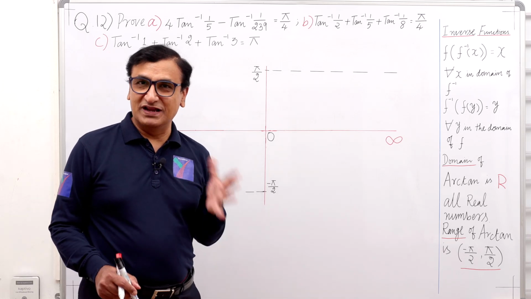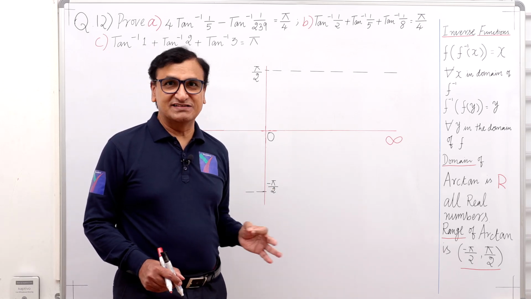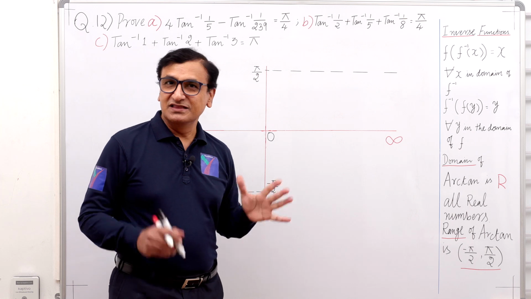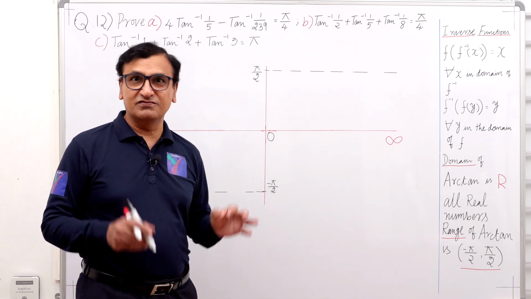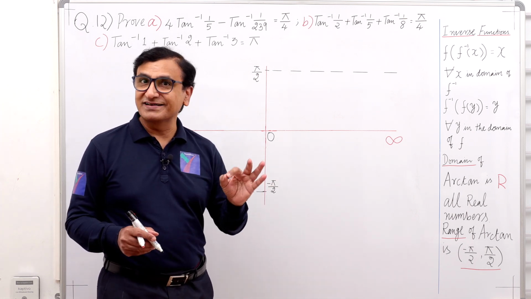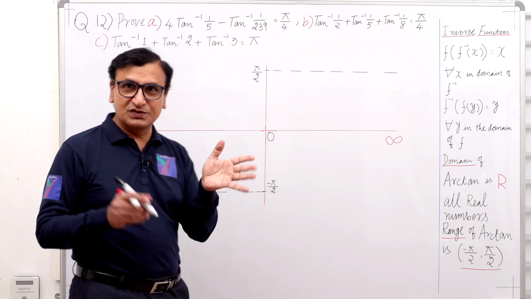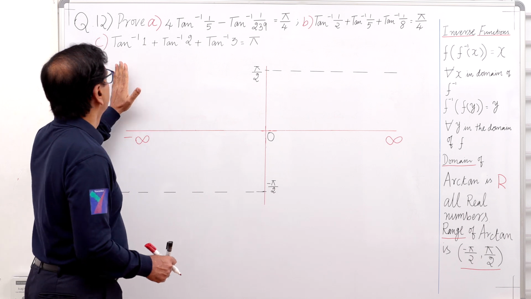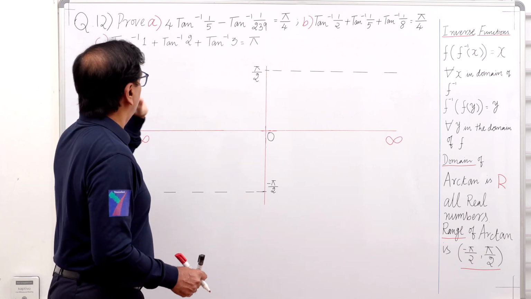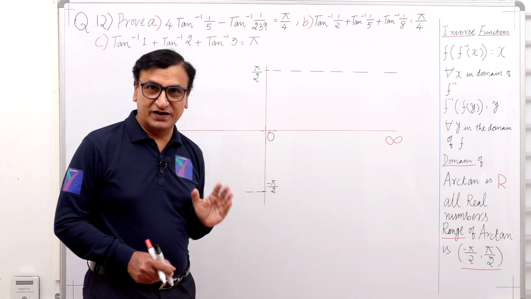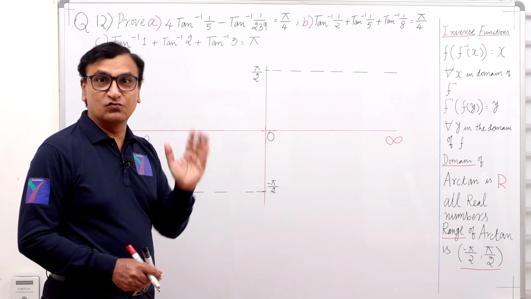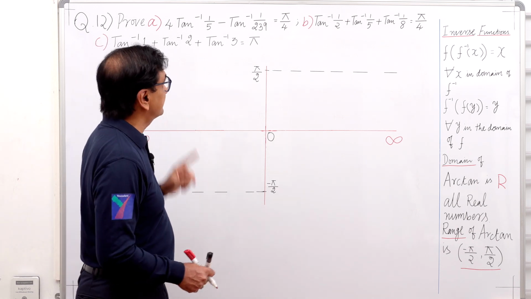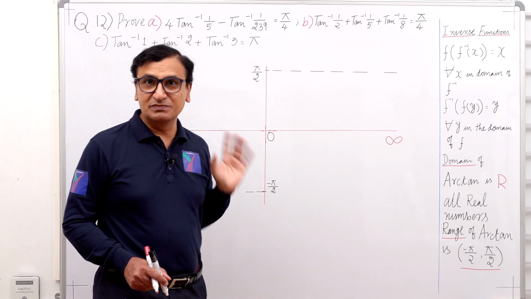Welcome to question number 12 on the worked out example series on trigonometry. The question number 12 is on property of inverse tan function or arctan function. Actually, there are three questions within question number 12. The question number A reads like this. Prove 4 tan inverse of 1 over 5 minus tan inverse of 1 over 239 equals pi by 4. This is question number A.